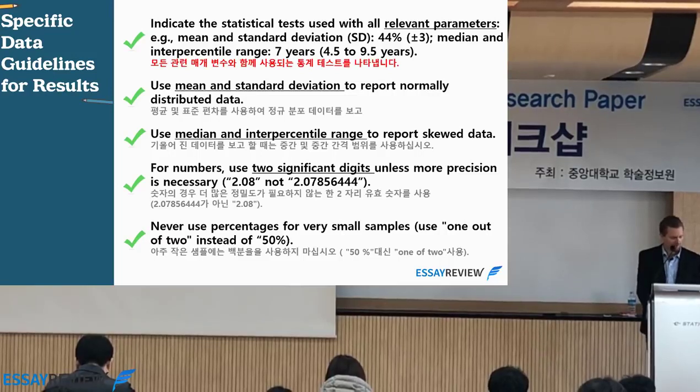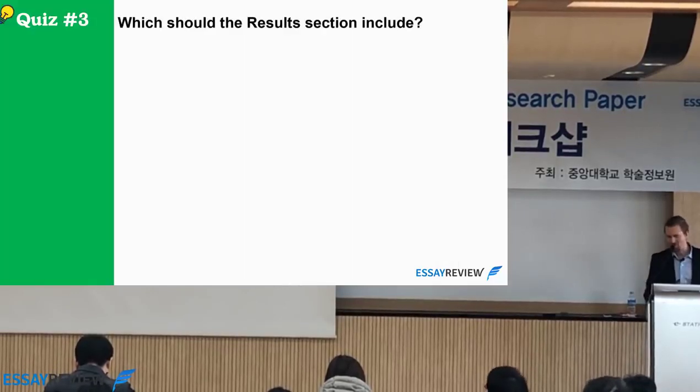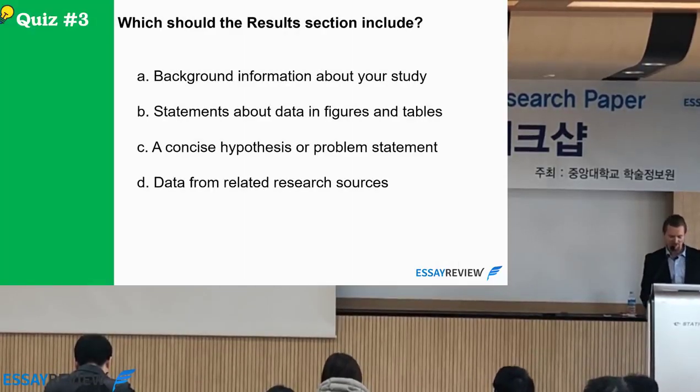do in this section. Okay, quiz 3. What should the results section include? A, background information about your study. B, statements about data, figures, and tables. C, a concise hypothesis or problem statement. D, data from related research sources. Yes, sir. B, it should include statements about data, figures, and tables.